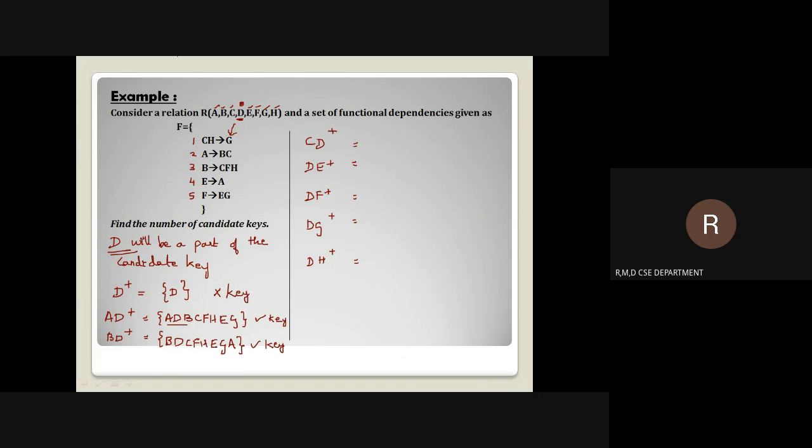Similarly, find the CD closure. CD determines itself. C separately or D separately or the CD combination doesn't determine anything here. Since it doesn't determine all the attributes, it is not a key.